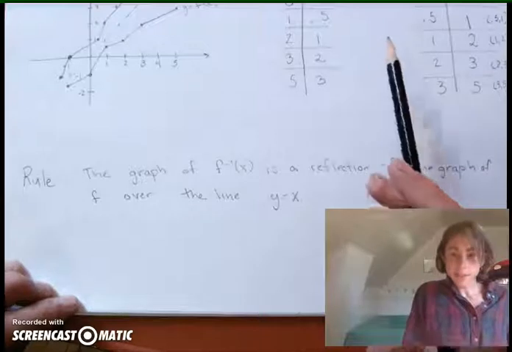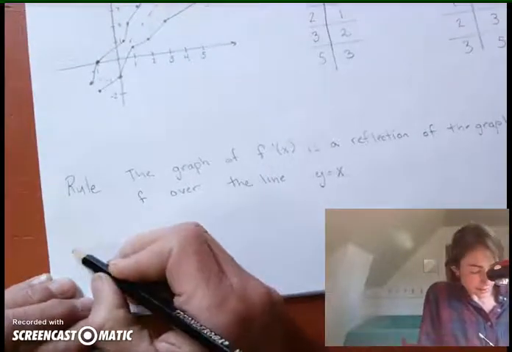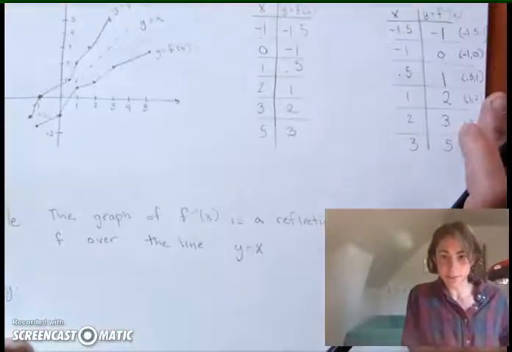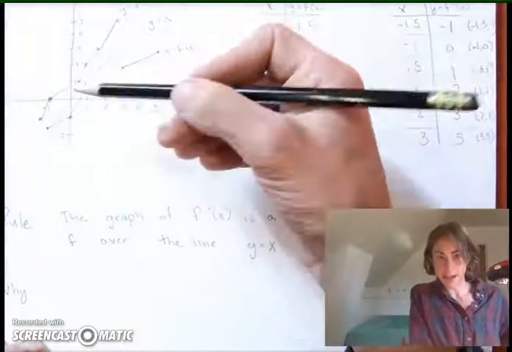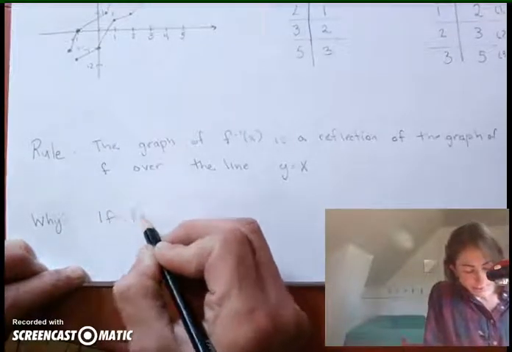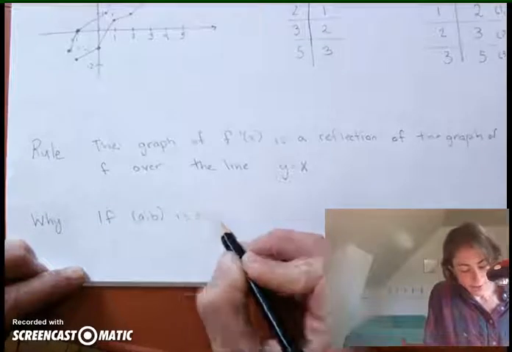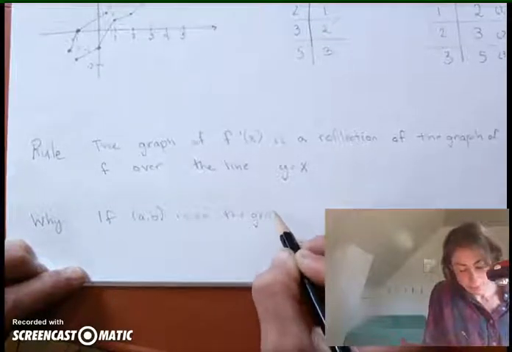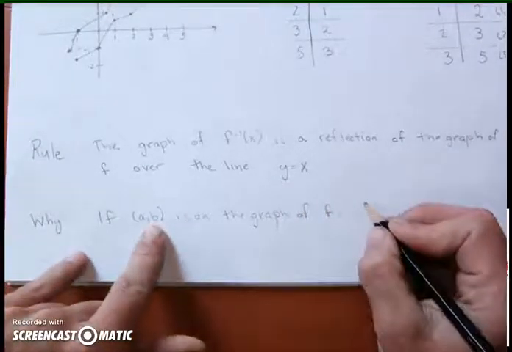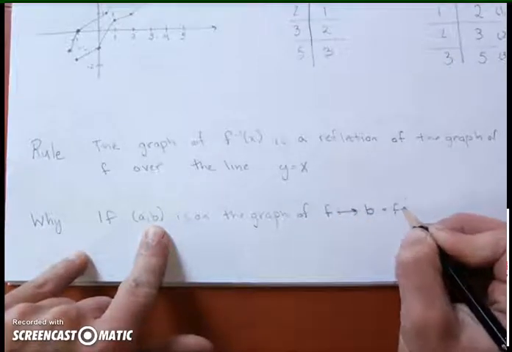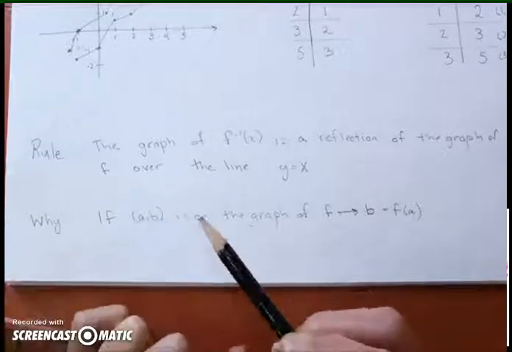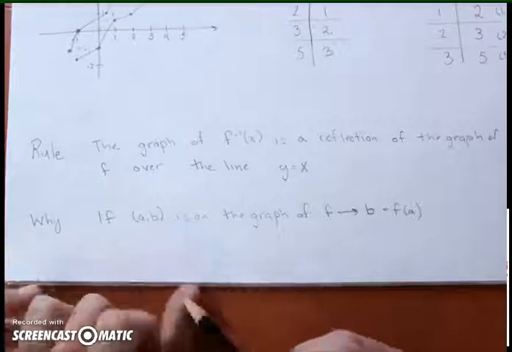Well, it's a little bit complicated, but I'll try to explain. This isn't so important to understand as long as you understand the relationship between the function tables for the two and how that makes the graph of f inverse a reflection. But here's why it's true. If a comma b is on the graph of f, what that means is that b equals f of a. That's just what it means to be on the graph, that this point satisfies that b equals f of a. When I plug a into f, I get out b.